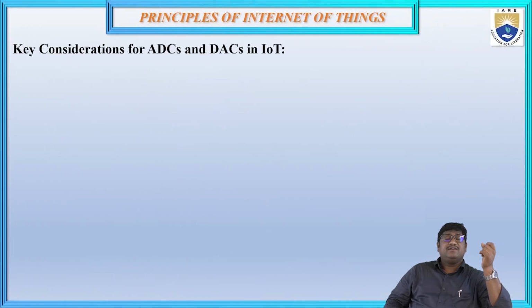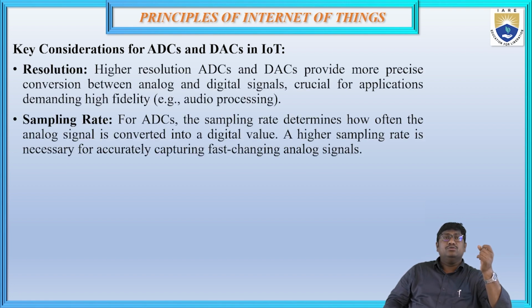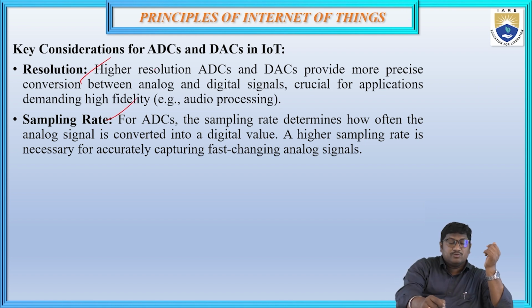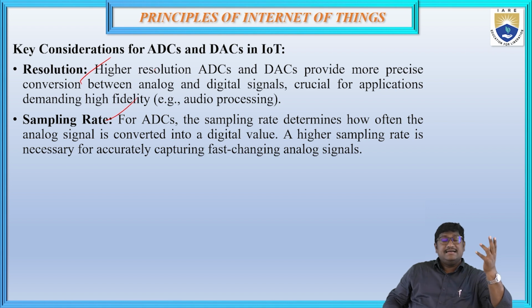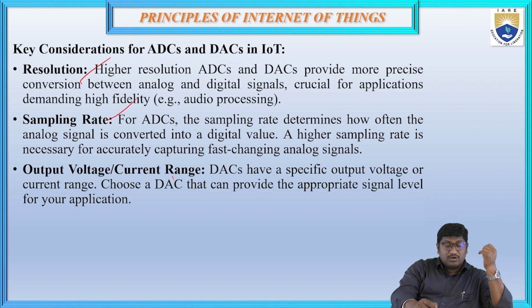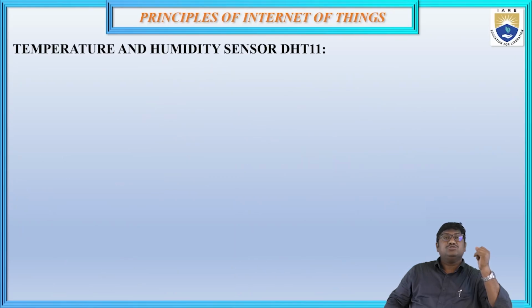The key considerations whenever you are utilizing these ADCs and DACs in IoT: you need to consider resolution. Take an example, you are doing audio processing. You need high resolution ADCs and DACs, providing precise conversion. Then sampling rate, which applies to ADCs, determines how often the analog signal is converted into a digital value. Then output voltage and current range, where a DAC has a specific output voltage or current range. These are the key considerations to keep in mind.